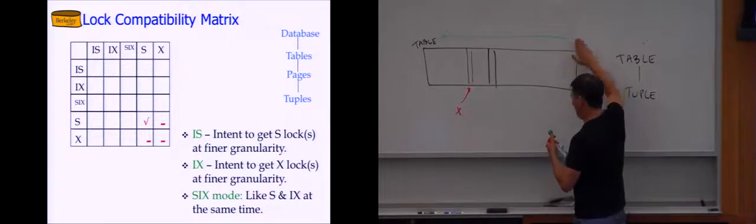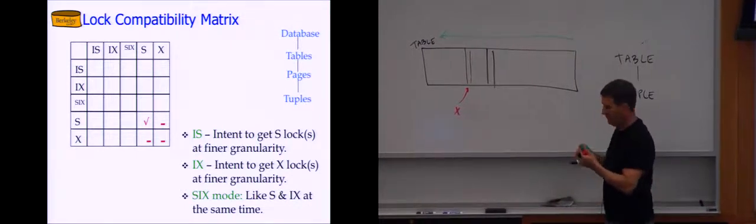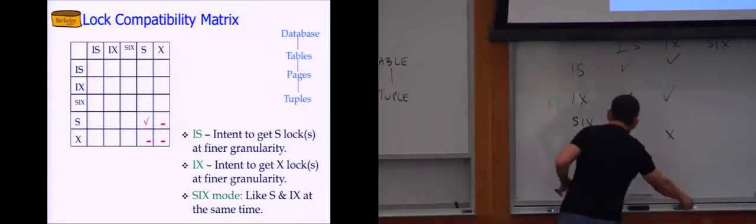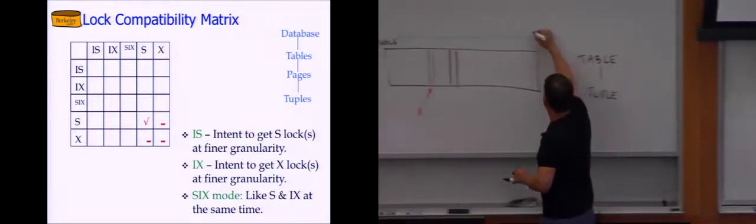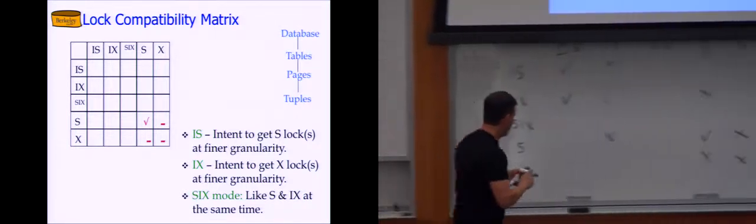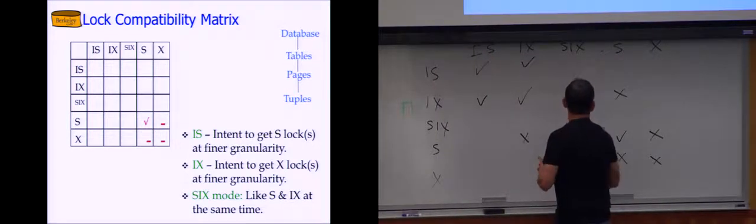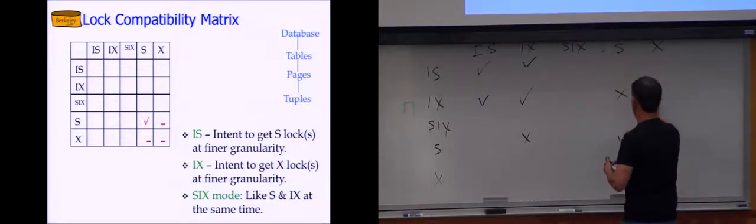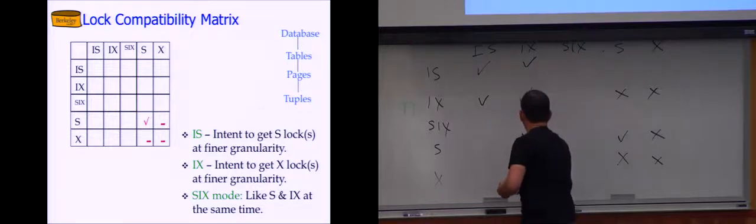All right. X and IX, same argument, right? If this was X, it would be all the more so. Yeah? I left my green over here. If I want to exclusively lock everything and you want to exclusively lock something, we will conflict. So those are not compatible. IX and X.